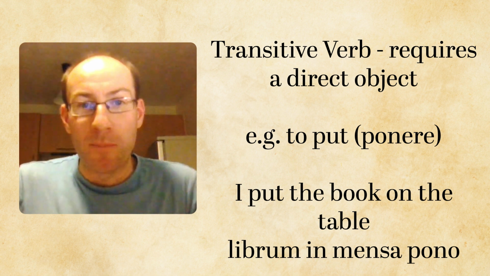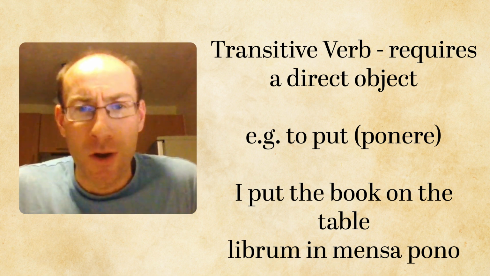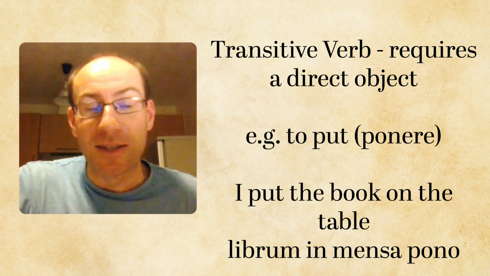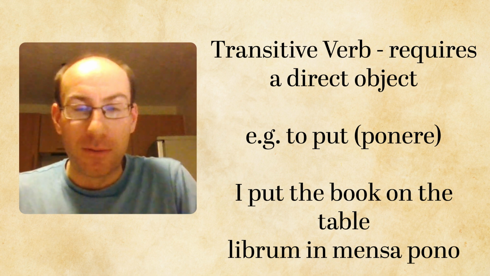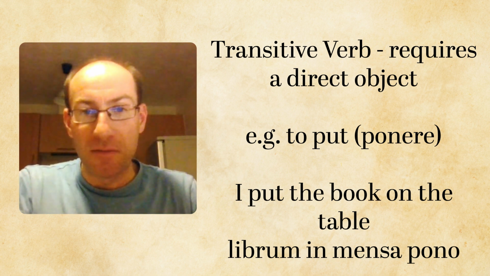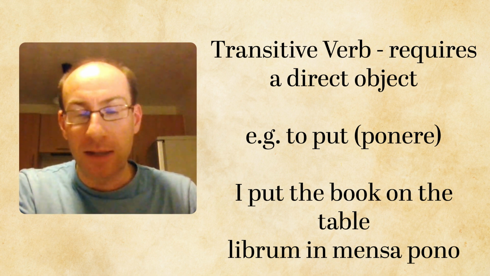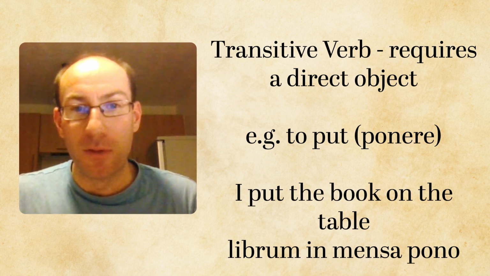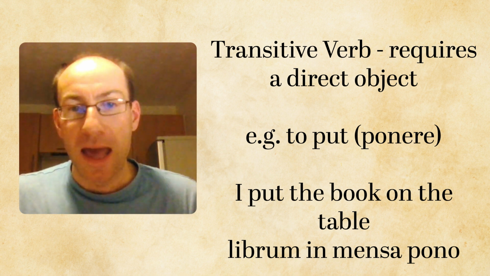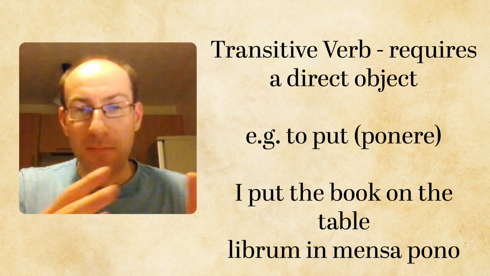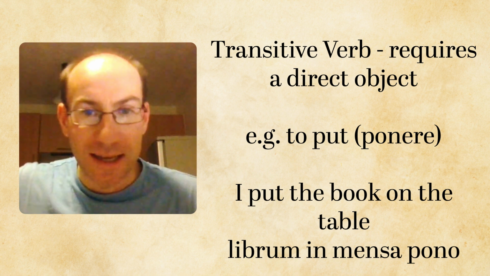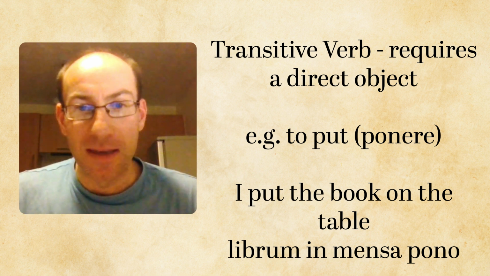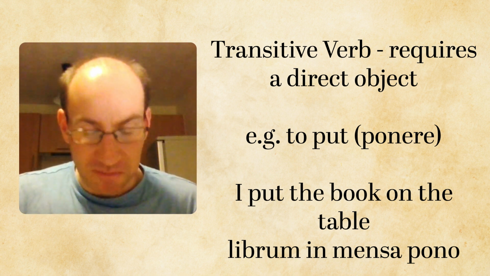And again, you can't just put pono, ego pono, I put what? Doesn't make sense. So you need an object. It's transitive verb. For instance, I put the book on the table. Librum, accusative. Pono, librum is my object, in mensa, on the table. Librum in mensa pono. Ego, subject. Librum in mensa pono. And the librum in mensa pono is the predicate, because it's what's said about me. I do that action. Let's take another one, the verb to send.